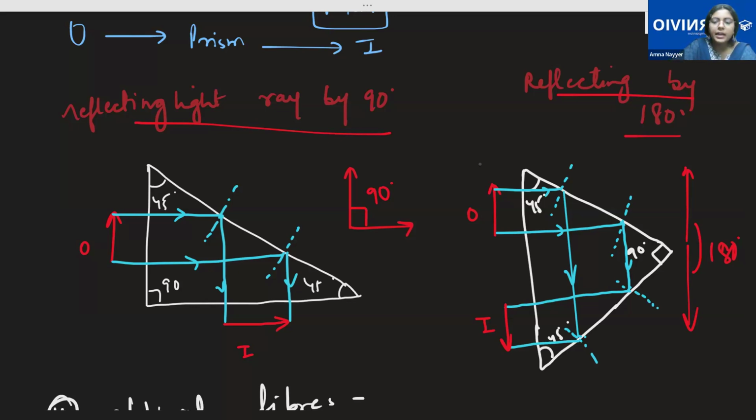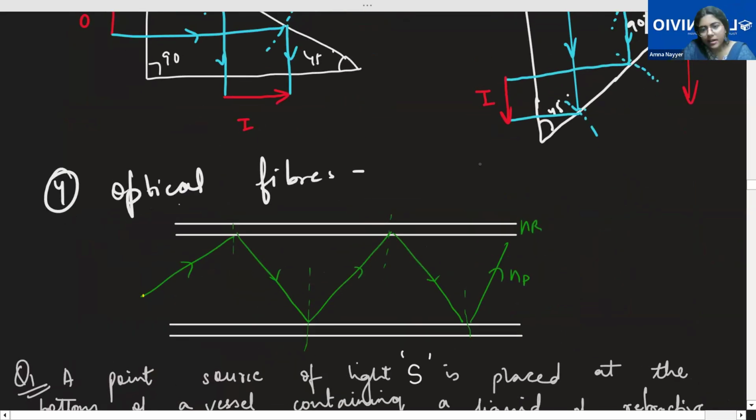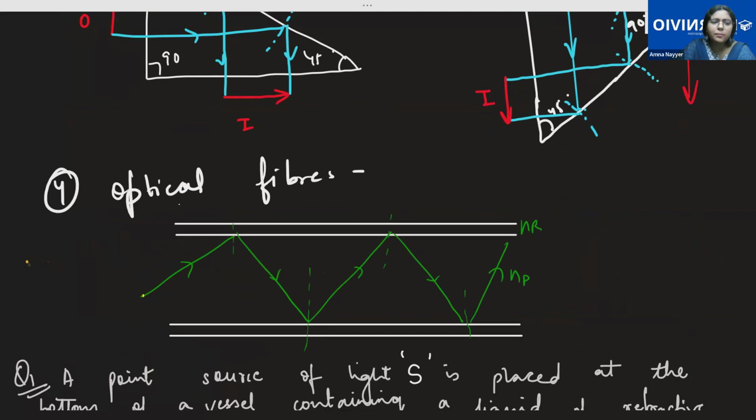And the final application which you have studied in this numerical: optical fibers. Have you heard of those? Mouse, optical mouse.